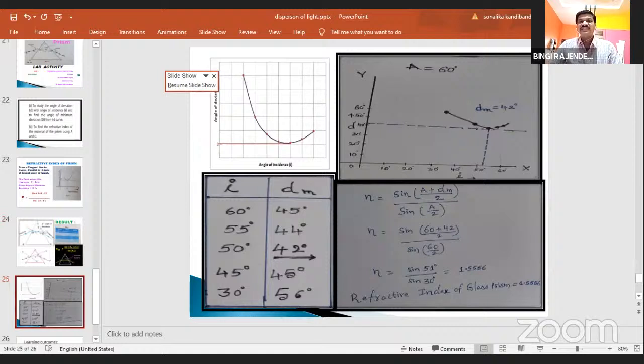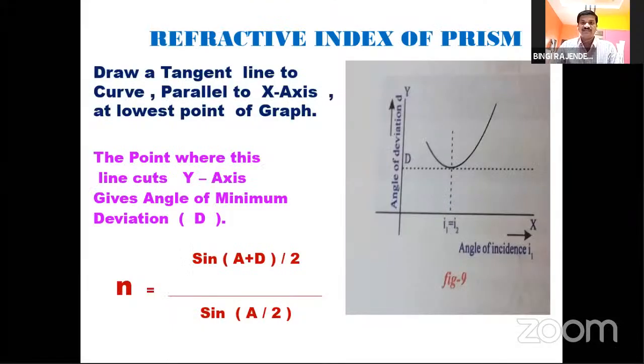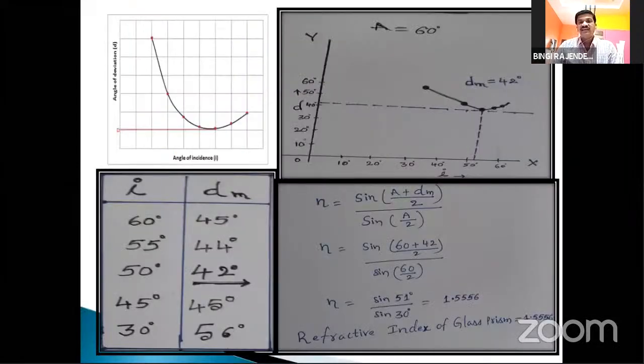With this experiment, I get these angles: at 60 degrees, I get 45 degrees deviation. At an incident angle of 55 degrees, I get 44 degrees of deviation. At 50 degrees, I get 42 degrees of deviation. At 45 degrees incident ray, I get a deviation of 45 degrees. At incidence of 30 degrees, I get a deviation of 56 degrees.